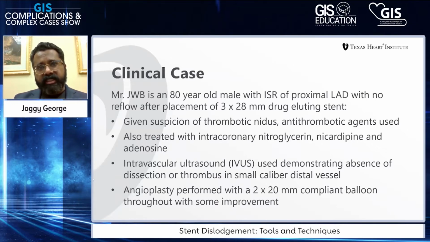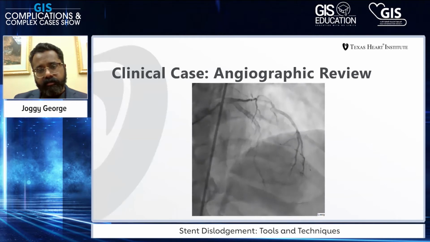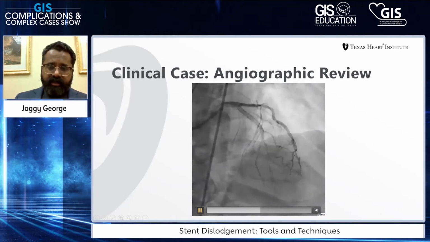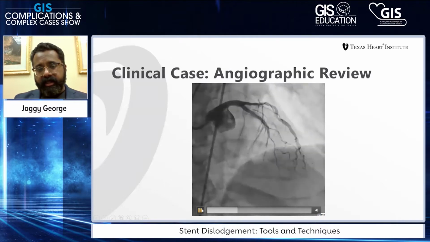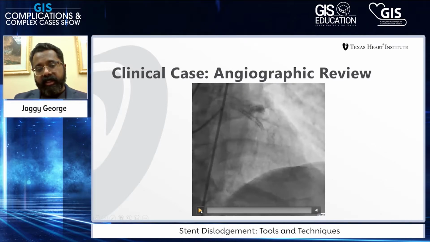So as there was persistent lack of reflow in this area, the operators decided to perform angioplasty with a 2 by 20 millimeter compliant balloon throughout the segment with some improvement. And this shows the angiogram thereafter. So we'll replay this a couple of times. As we can note, there is improvement distally. There is, to me, 2-3 flow distal to that area of the stent, but there is concern.